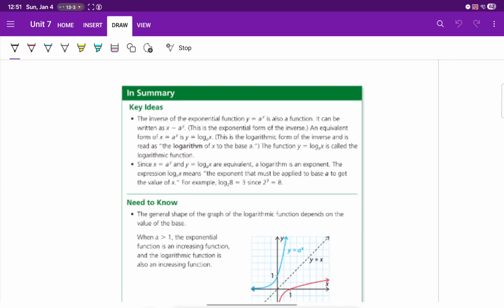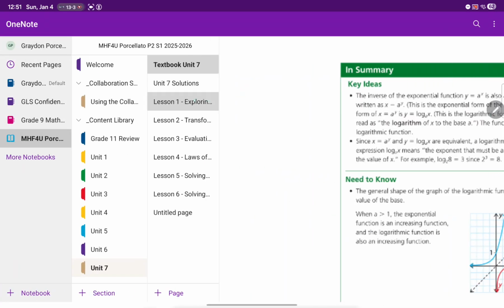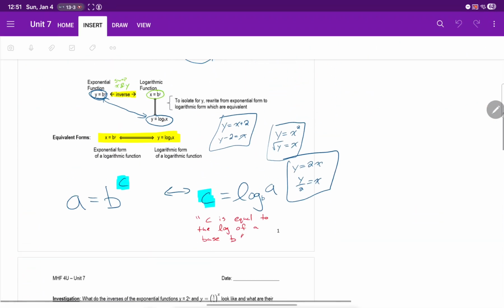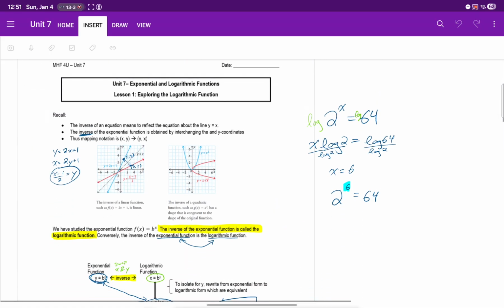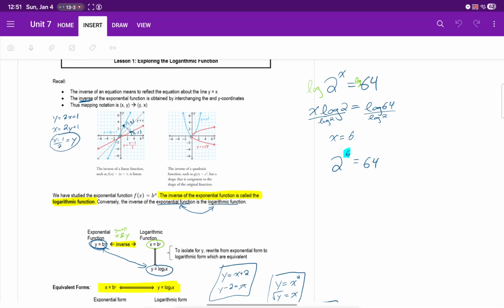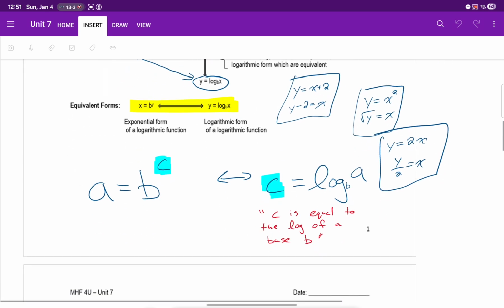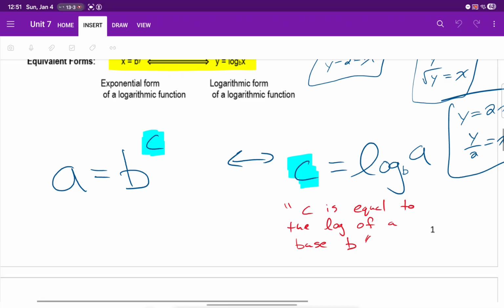The first thing that we introduced is the idea that the inverse of an exponential function is also a function, and it is known as a logarithmic function. Okay, and this was our first key idea, our first lesson here, that these two functions are inverses of each other.